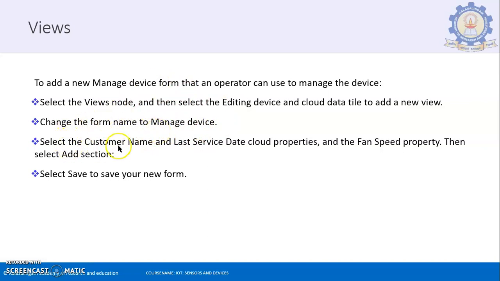Then you select the customer name and last service date cloud properties. You can select the customer name, who the customer is, and the last service date from the cloud properties, and you can also check the fan speed property. Then you select add section. After that, you select save to save your new form.